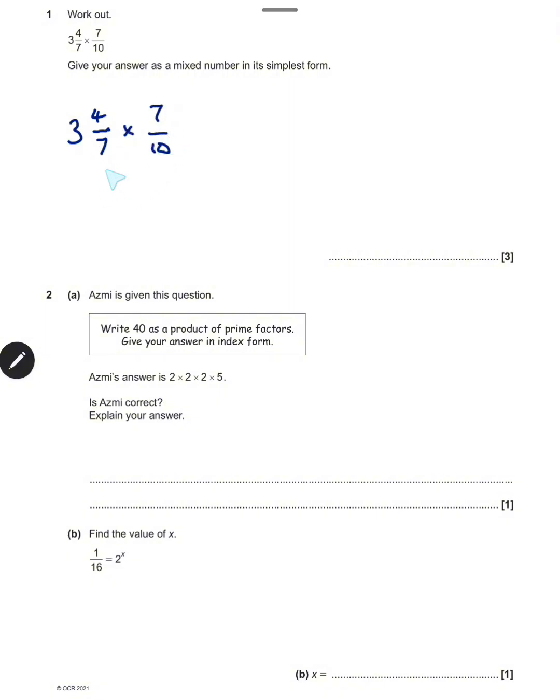7 tenths. Never ever work in mixed numbers when working with fractions. So 3 sevens are 21. Add the 4, that's 25 sevenths. Just convert it to an improper fraction, and we're multiplying by 7 tenths. You could multiply the tops, multiply the bottoms, but I've got a 7 on top and a 7 on bottom, so I can just cross cancel. And what we get is 25 tenths.